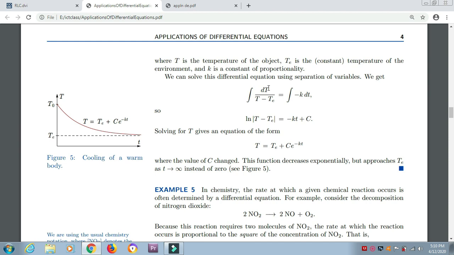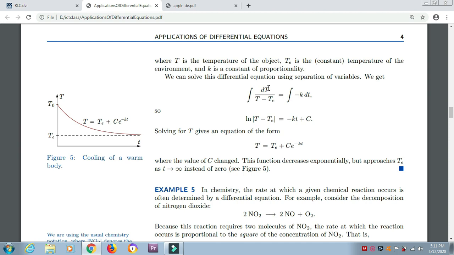After the integration we get the solution as T equal to Te plus C into e power minus kt, where the value of C has changed. This function decreases exponentially but approaches the environment temperature Te as t tends to infinity instead of 0. Here in the figure it is the cooling of a warm body. This is Newton's law of cooling.